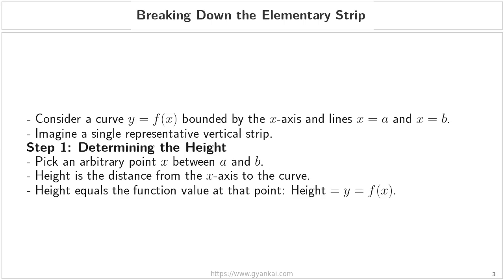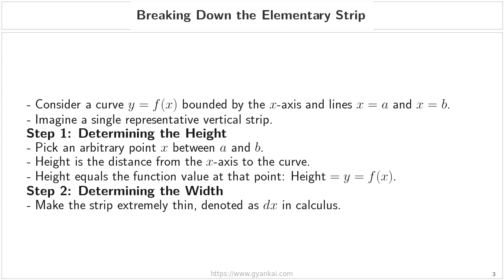To find the area of this tiny strip, we follow a three-step process. Step 1, determining the height. I want you to pick any arbitrary point, let's call it x, anywhere between our boundaries a and b. Now look at the distance from the x-axis straight up to the curve. That vertical distance is our height. Since the curve is defined by our function, the height is simply equal to the function value at that specific point, which we write as height equals y, which is the same as f of x.